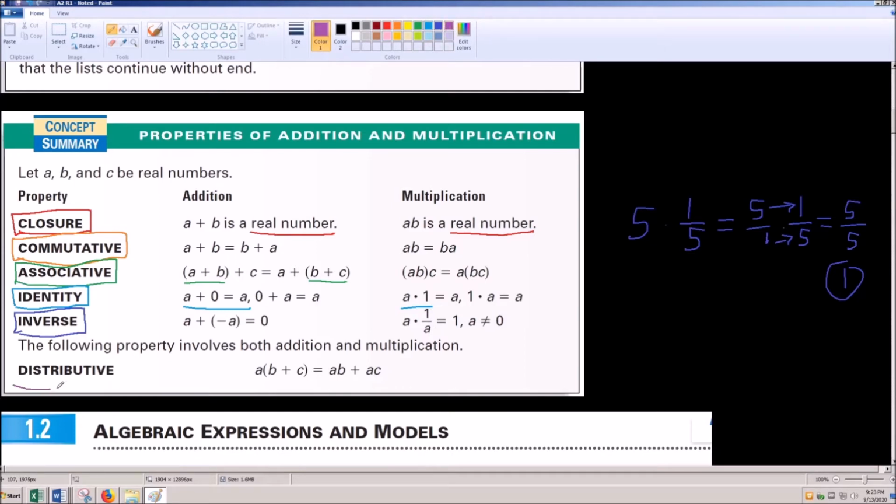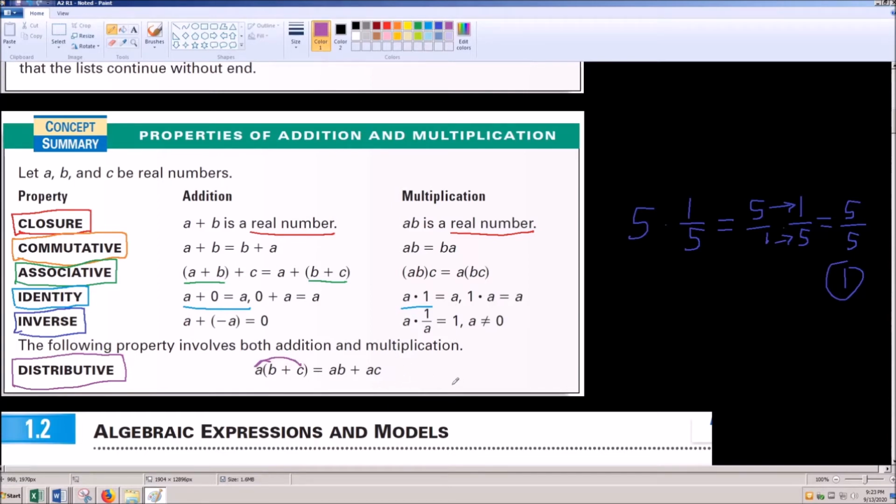Last one here is our distributive property. So distributive property is going to be taking a value that is outside a set of parentheses and multiplying it to all of the things within the set of parentheses. So this A is going to go to the B, and the A is going to go to the C.